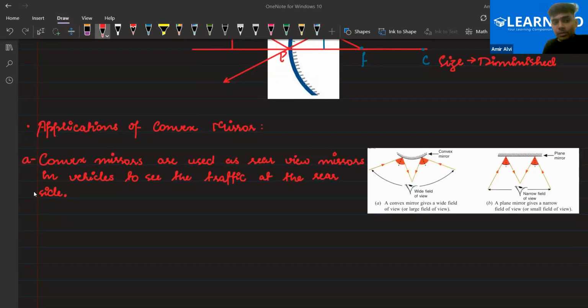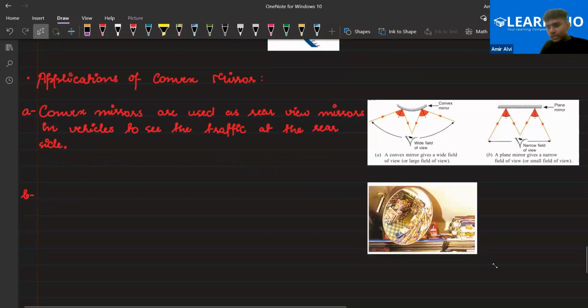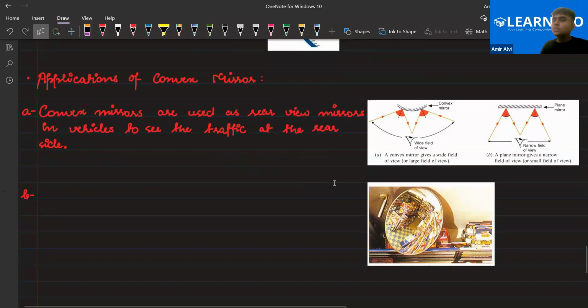Second, convex mirrors are used as security mirrors in shops. So this is the example. In some shops, it's not possible to install cameras because the owner cannot afford such things. So what he can do is fix such mirrors at the entrance of the store, and he can see the whole view of the store. As you can see, everything is clearly visible, just like a camera.